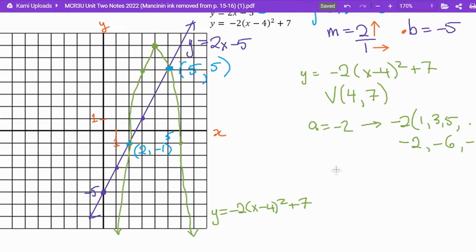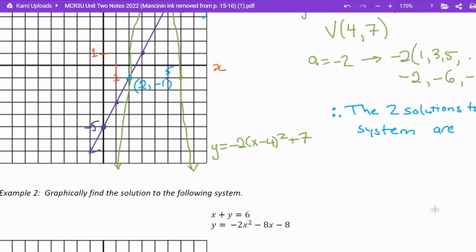And so I can say, therefore, the two solutions to this system are, and then we state the coordinates: (5, 5) and (2, -1).